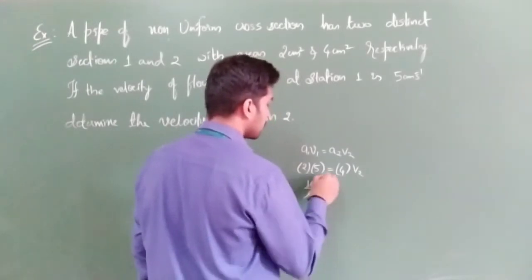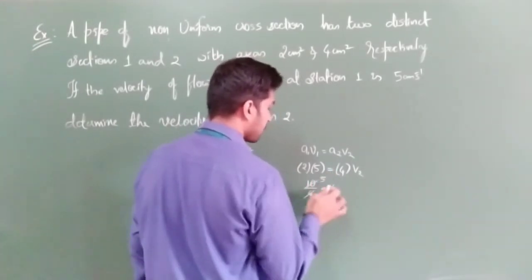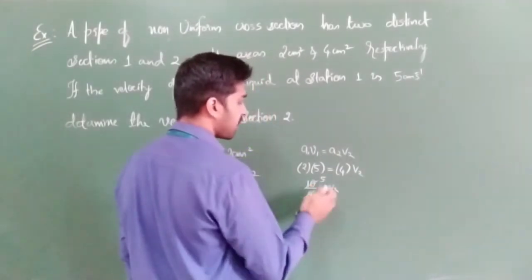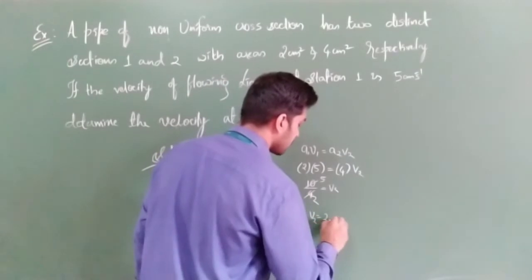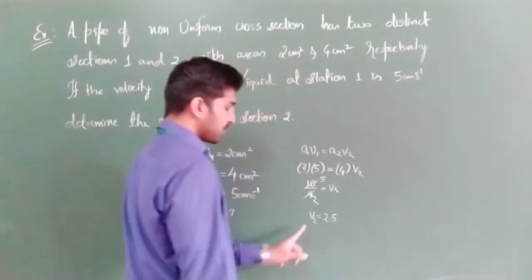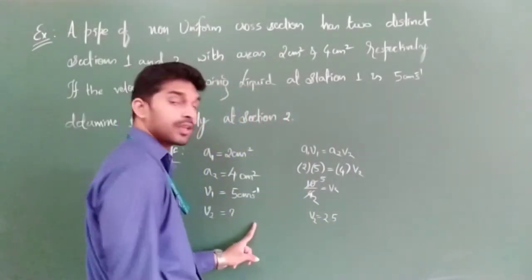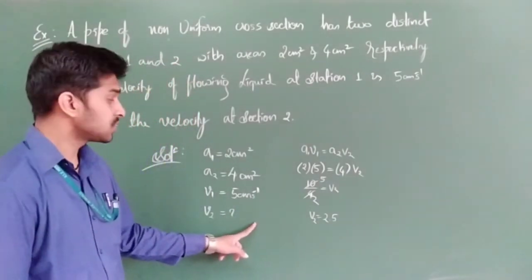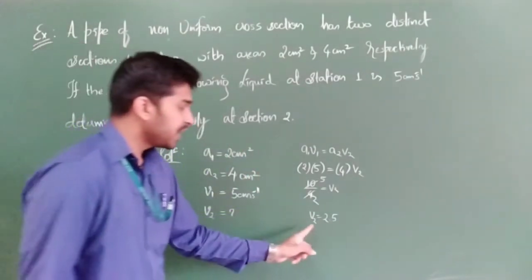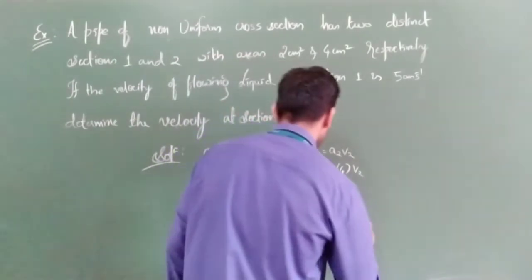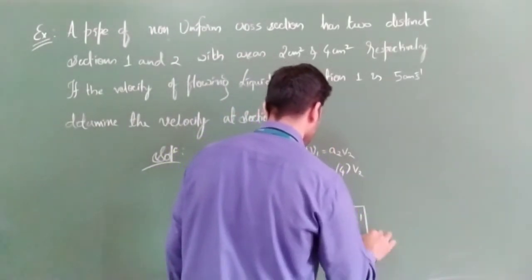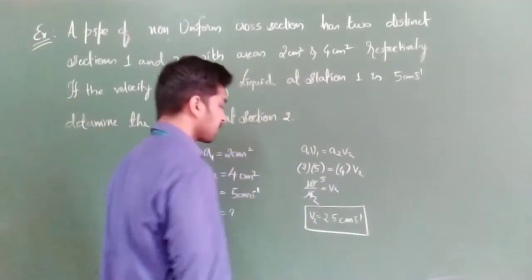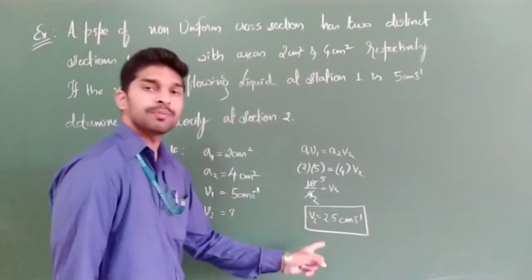So 5 by 2. If you make 2 parts in 5, one part will be 2.5. Correct? V2 will be 2.5. This is velocity. We are calculating in CGS units. So V2 is equal to 2.5 centimeter per second. Clear? So this will be your V2. Simple.